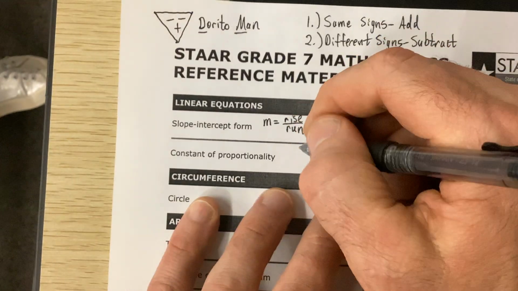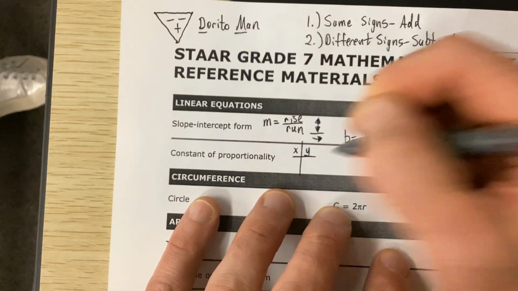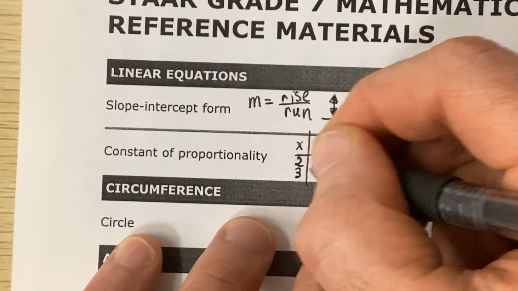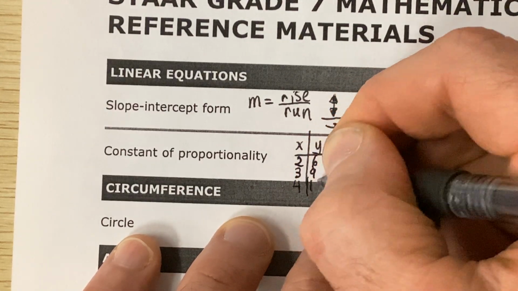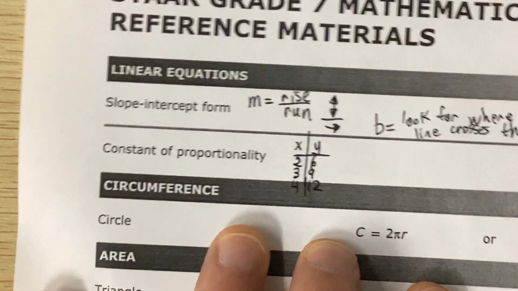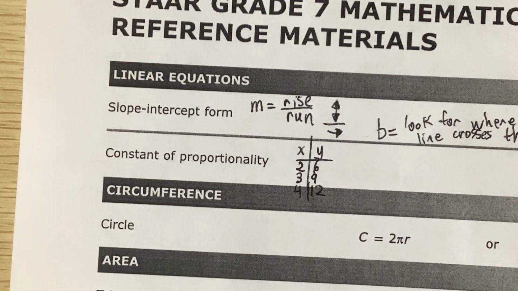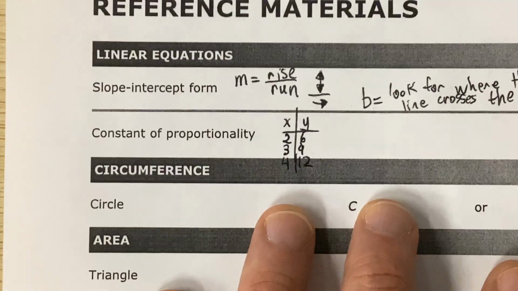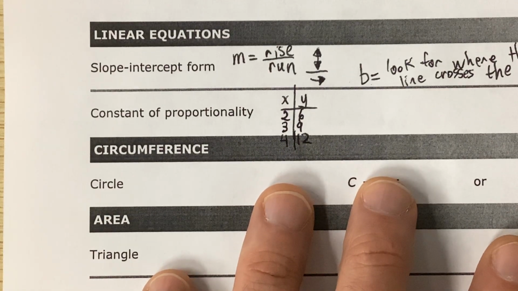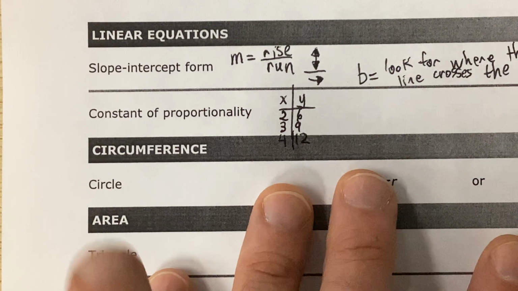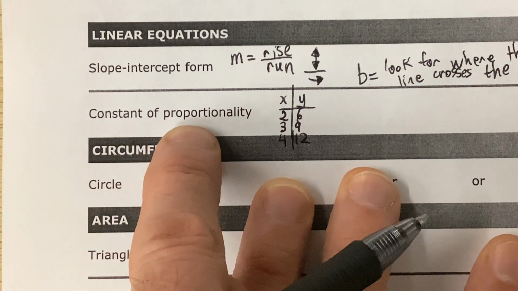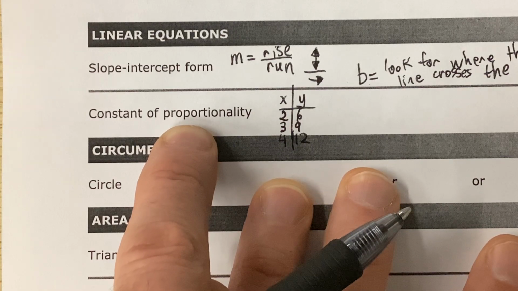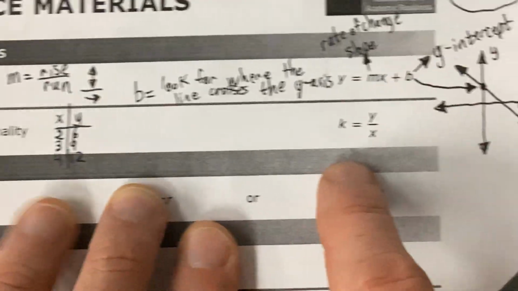Okay, for constant proportionality, I want you to make a quick little X, Y, T chart here. And let's go 2, 6, 3, 9, 4, 12. What letter do they use to represent the constant of proportionality? K. All right? Now, to find K, what do you do?